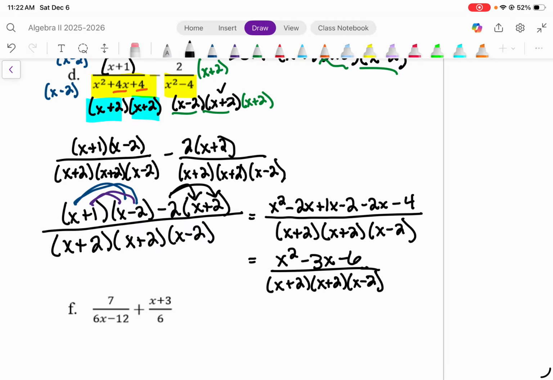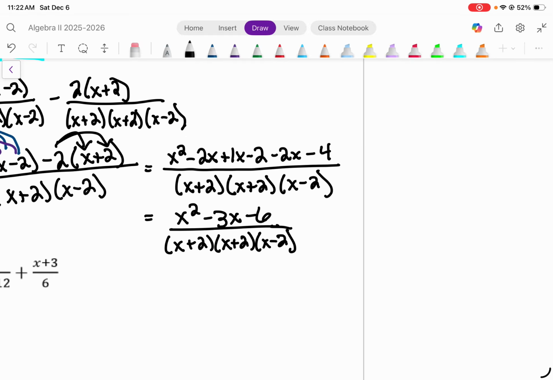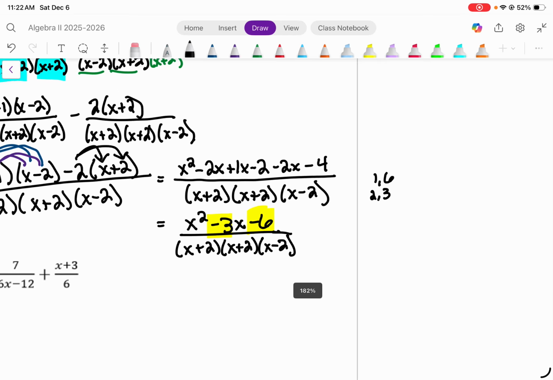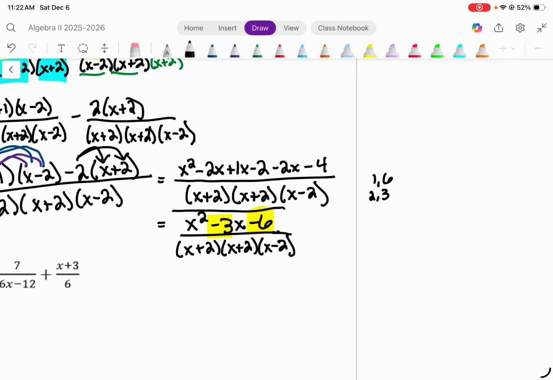Okay, now before we say we are done, we need to check, can we simplify further? So we're going to see, are there two numbers that multiply to negative 6 that add to negative 3? The numbers that multiply to 6 would be 1 and 6, 2 and 3. And that is it. And neither of these are we able to combine to get negative 3. So that means this is our final answer.